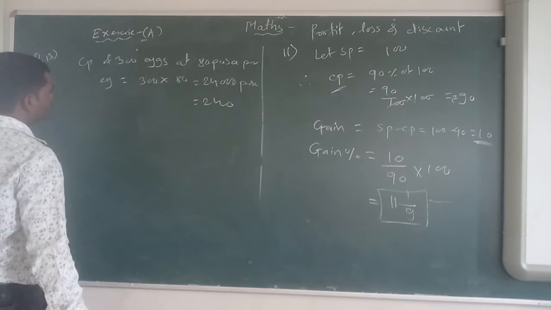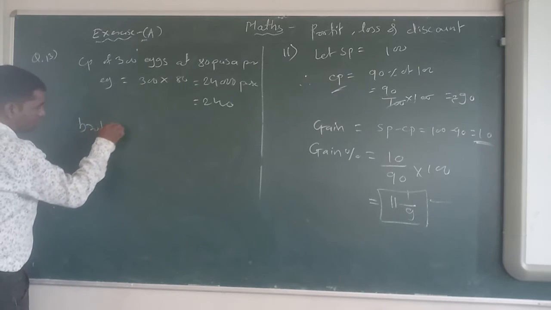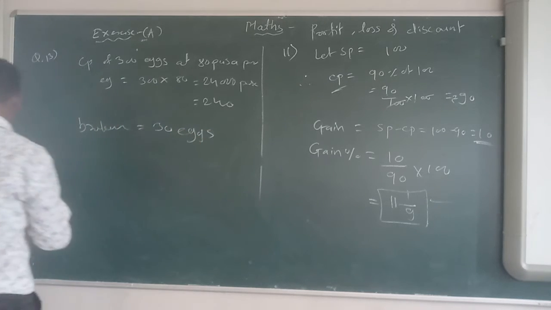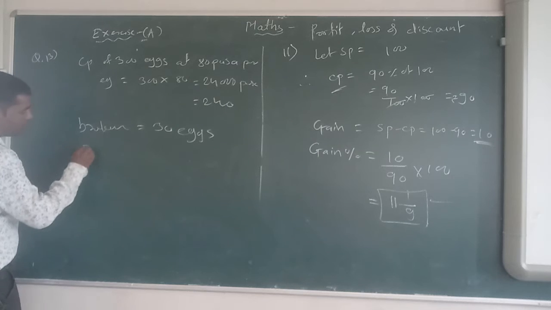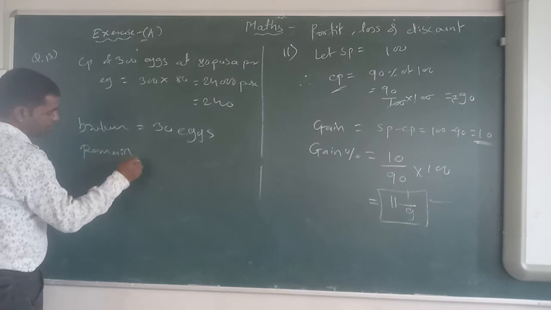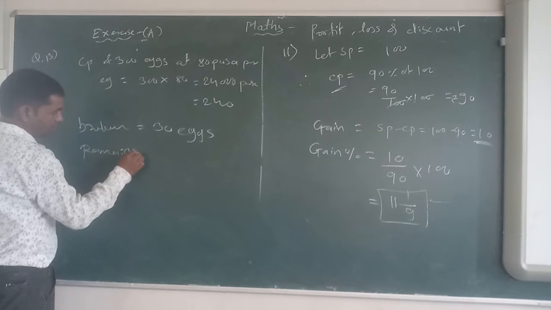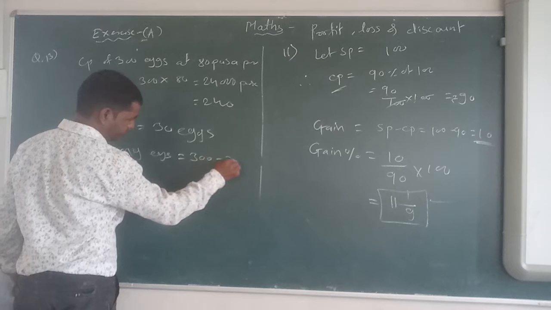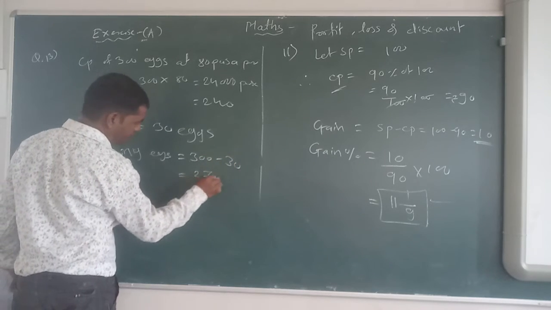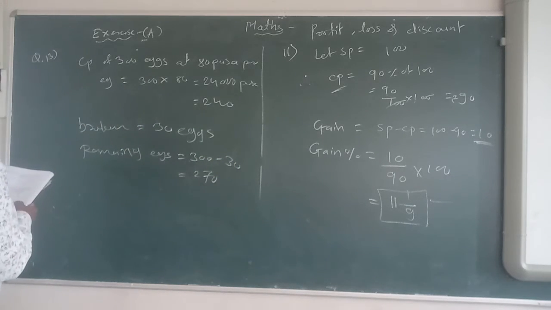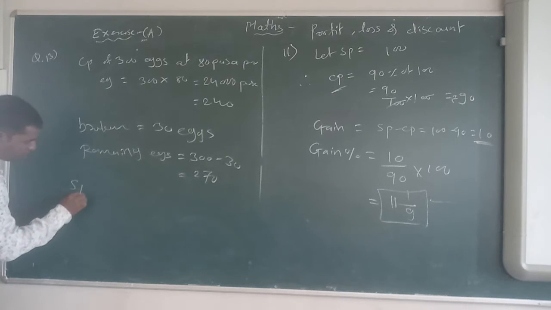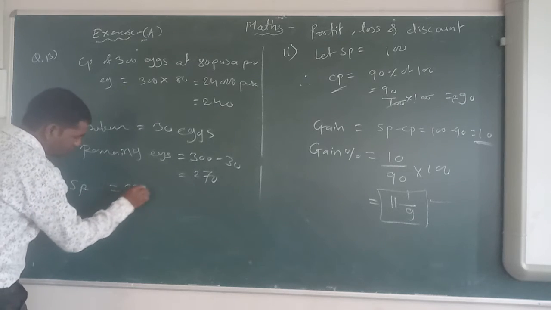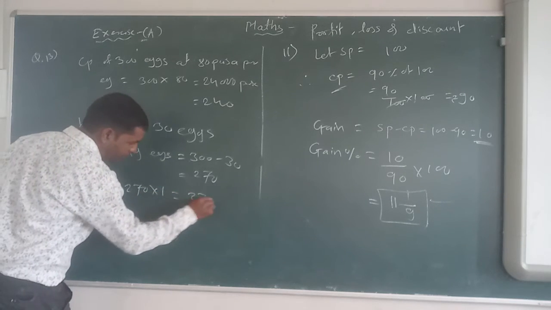After that, some eggs were broken. 30 eggs are broken. So how many eggs are remaining? Remaining eggs will be 300 minus 30, which is equal to 270. 270 eggs are remaining. So SP we have to find. SP means 270 multiplied by 1, equal to 270 rupees.